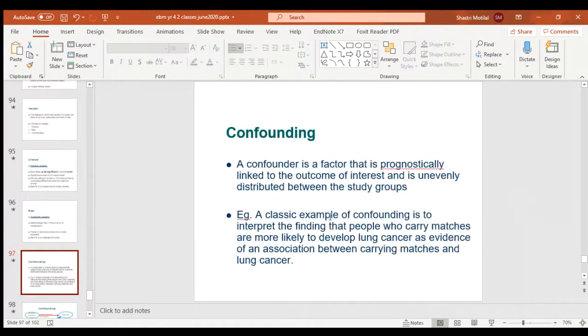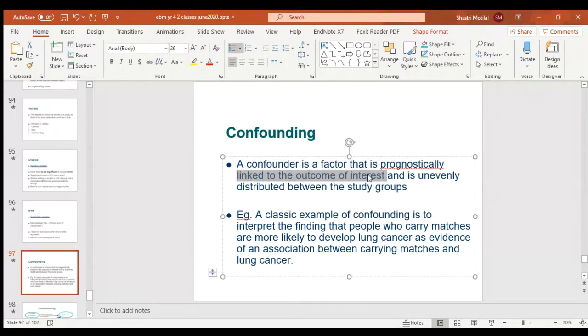And the last threat to validity is confounding. I alluded to this when I gave the example of smokers versus non-smokers getting disease. How are we so sure the smoking is making people sick and not something else? For a confounder to be a confounder, that factor must be linked to the outcome of interest, and it must also be associated with other factors or be unevenly distributed between the groups.